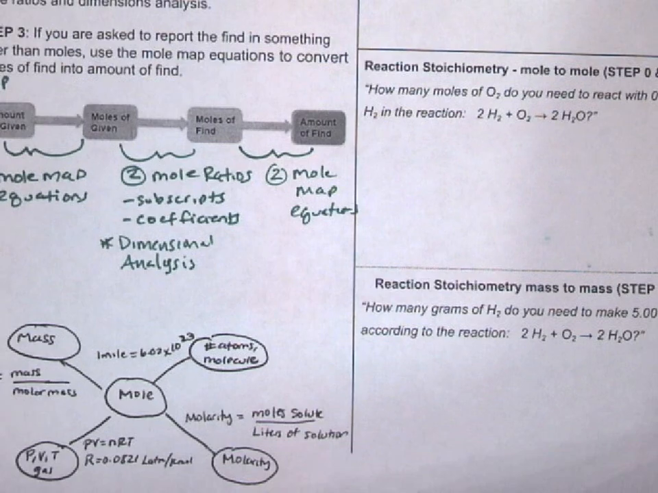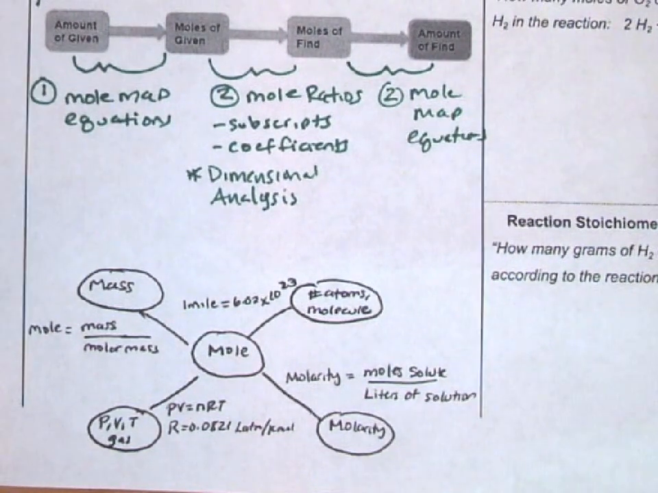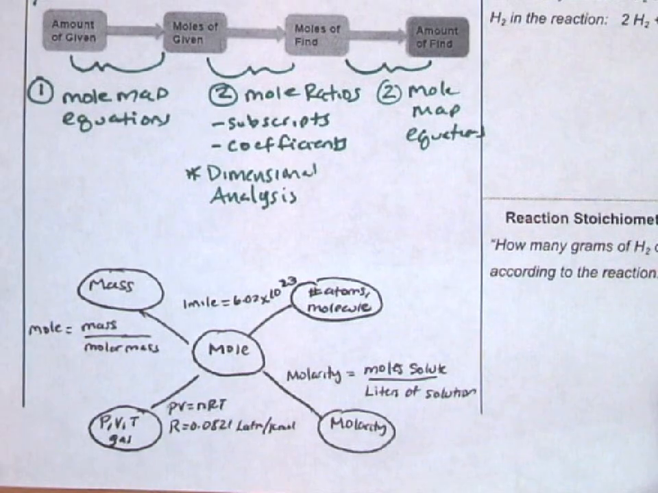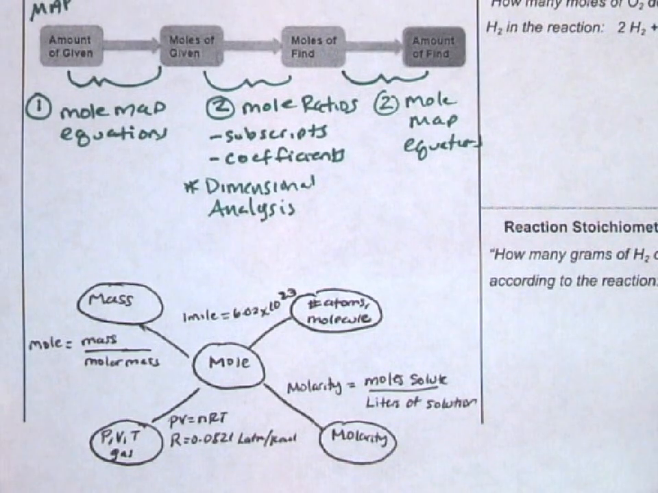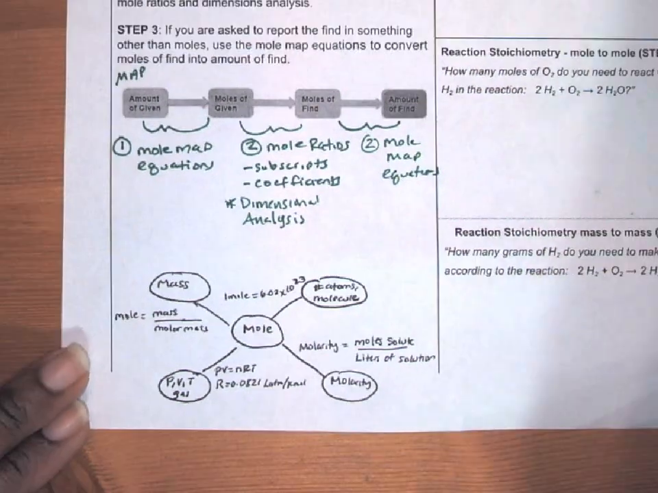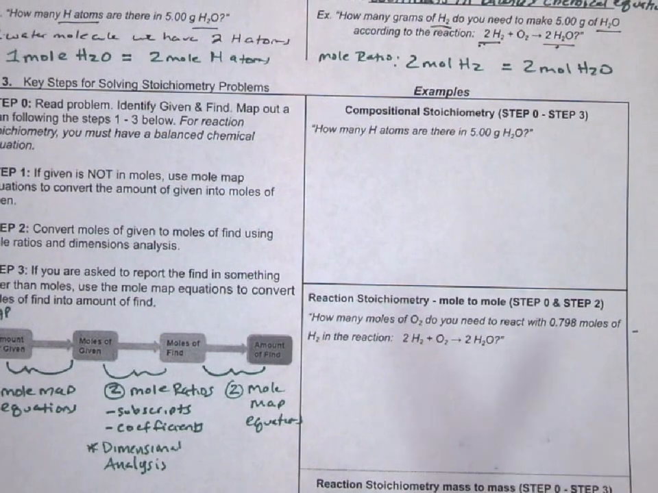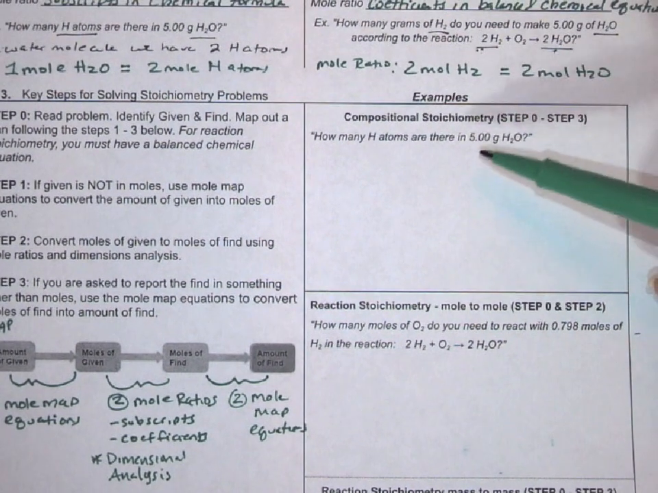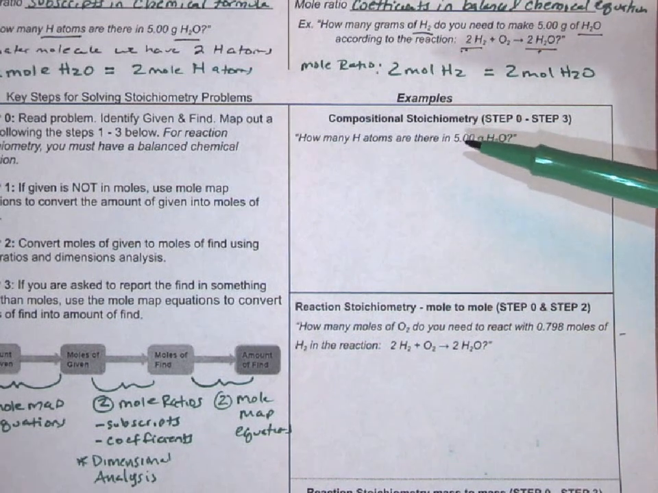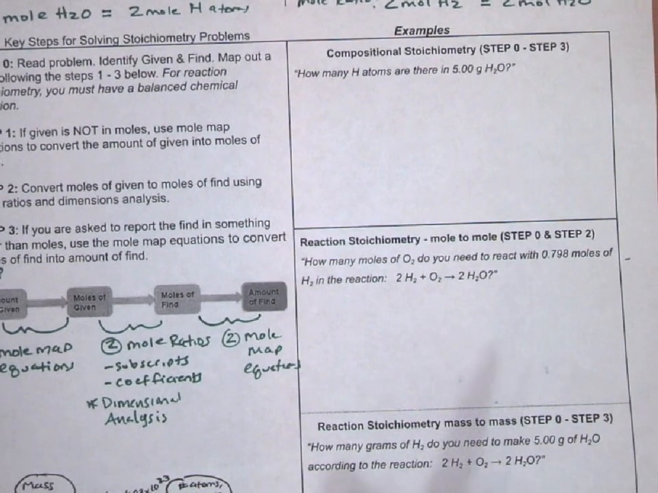I'm going to go ahead and zoom this in so it'll make it easier to copy. So you're going to copy down this information, and when you're done, go ahead and press play again. Okay, so now that you have all the information that you need sort of as your setup, in the next video I will walk you through examples. We'll start with compositional stoichiometry, reaction stoichiometry, mole to mole, and then reaction stoichiometry, mass to mass.